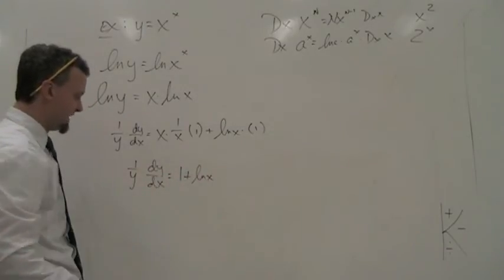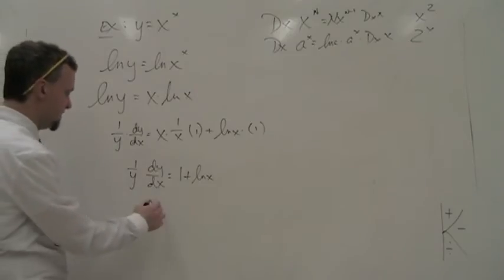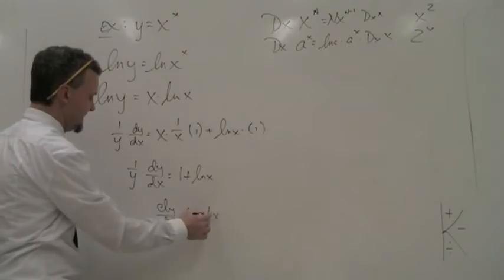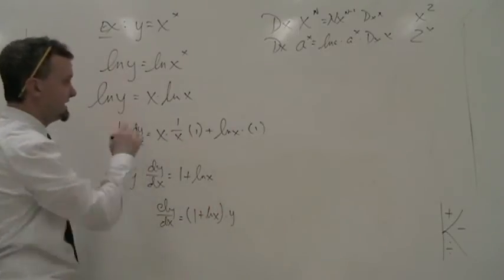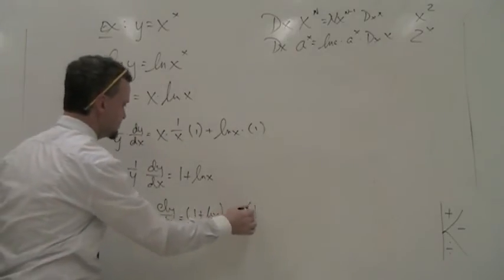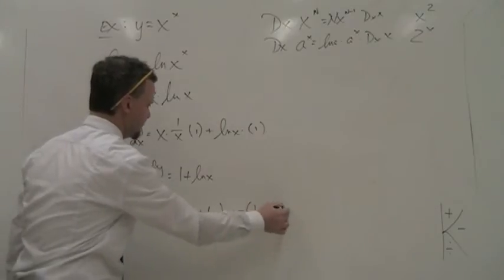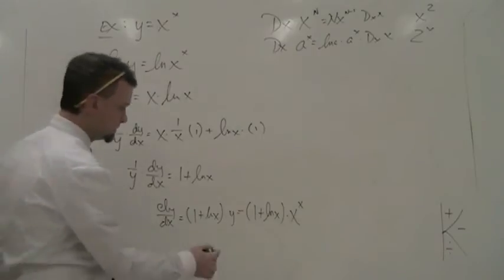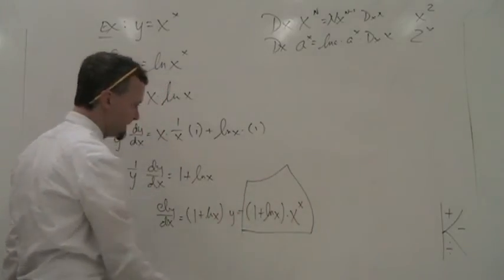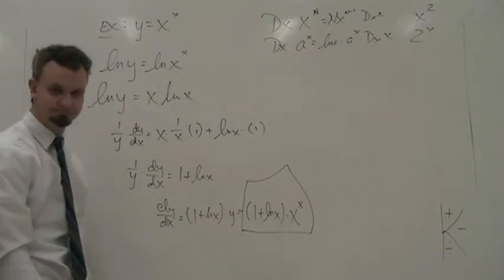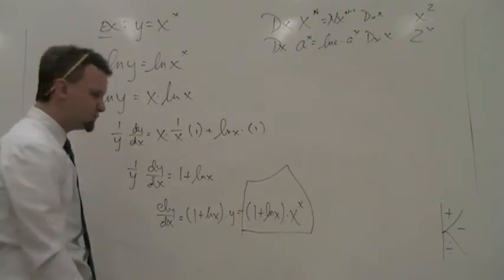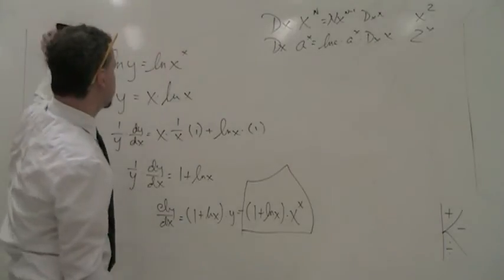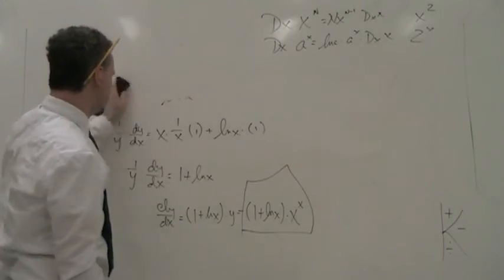So that gives me 1 over y dy dx is equal to 1 plus ln x. We can multiply both sides by y to solve for dy dx. So dy dx is equal to 1 plus ln x times y, but y is x to the x. So this is 1 plus ln x times x to the x power. And that's the correct answer. Not too difficult, not too complicated, but again, it's something that you have to be able to recognize.